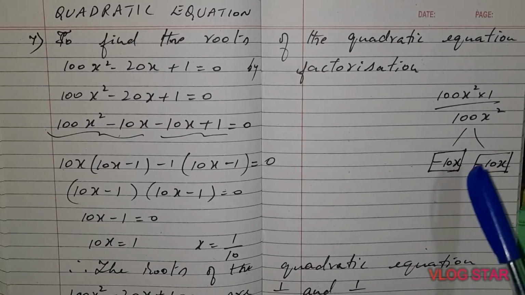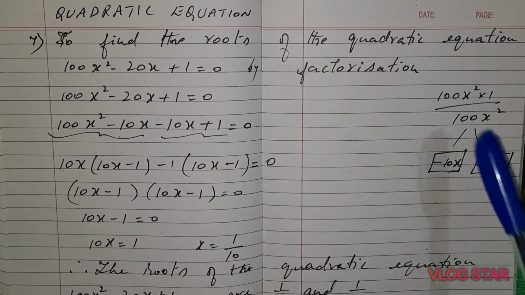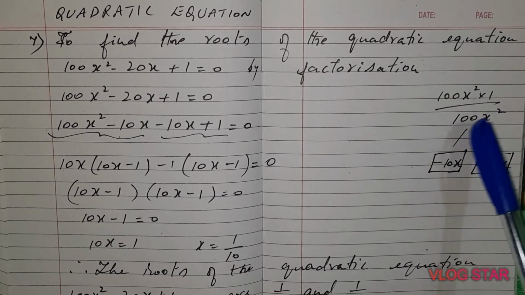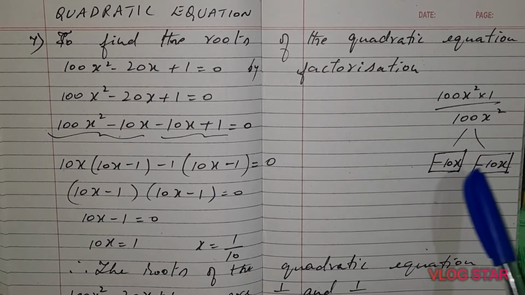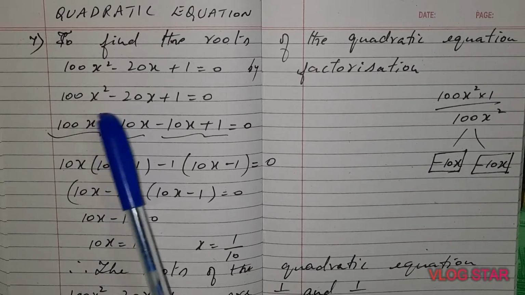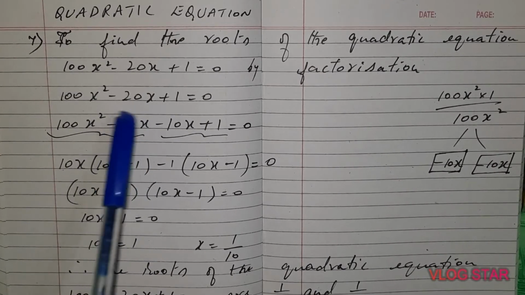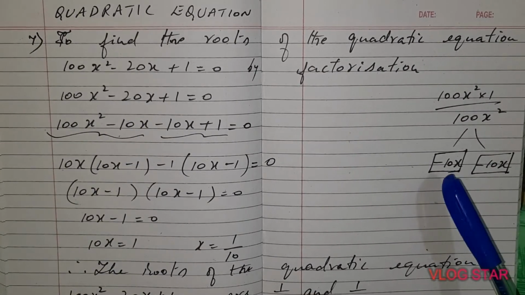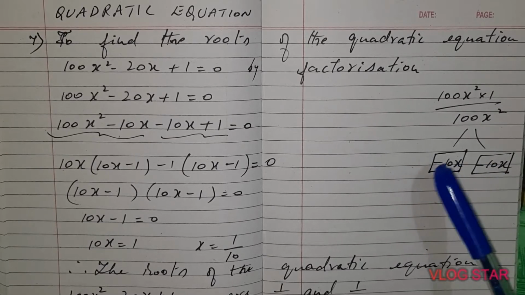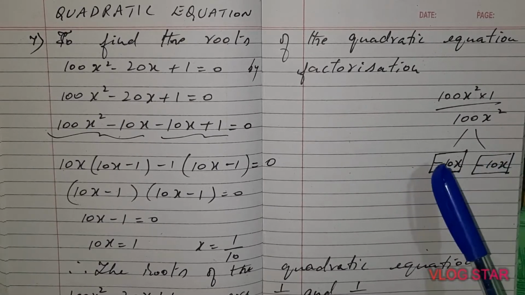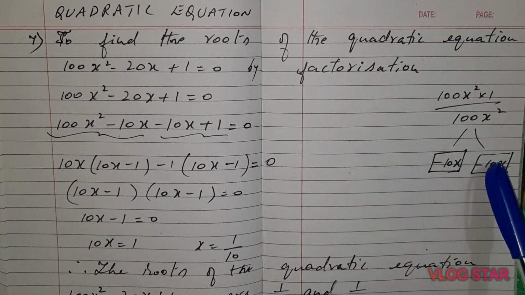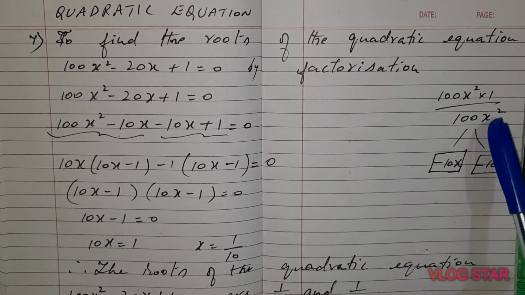And we will see that when you multiply any two numbers, we must get the answer as 100x². When you add or subtract these two numbers, you must get the center number. The center number is −20x. So which numbers do we have to take? We have to take −10x and −10x. Minus into minus is plus, 10 tens are 100, x into x is x².